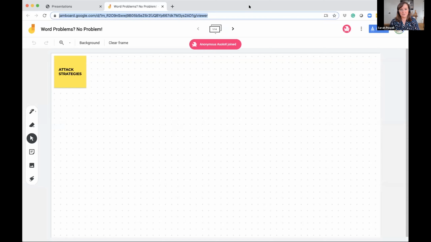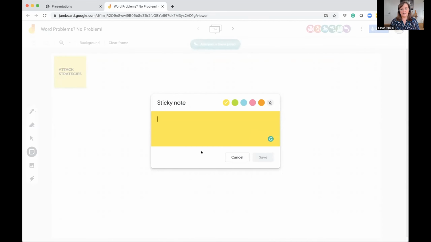So I see some people are joining us already. Here on this page, I'd like you to put in what attack strategy you would like to use. So you go over to the left-hand side and click on sticky note. And I'd say I'm going to put in Understand, Plan, Solve, and Check.